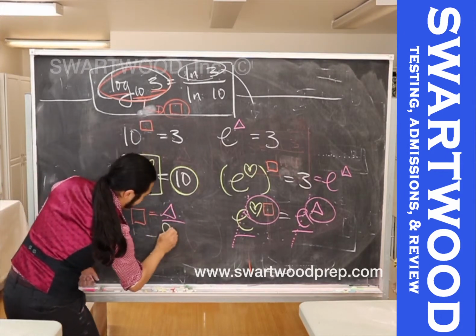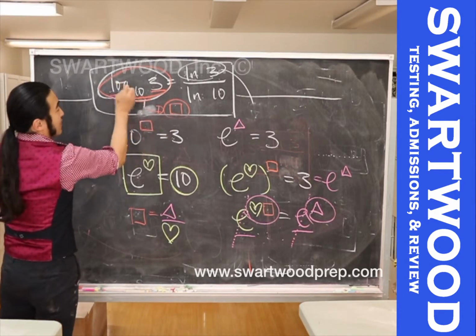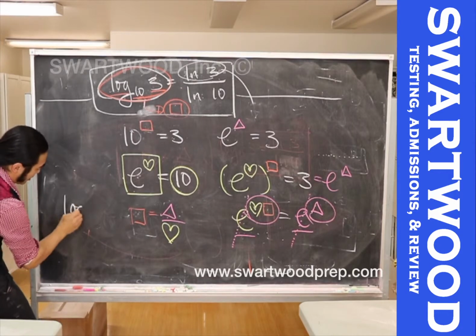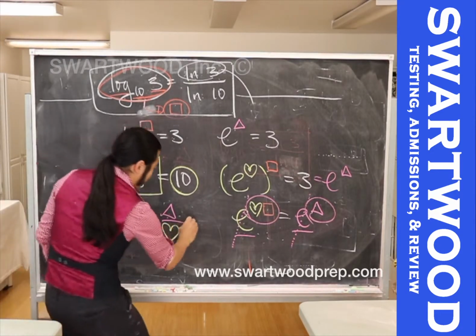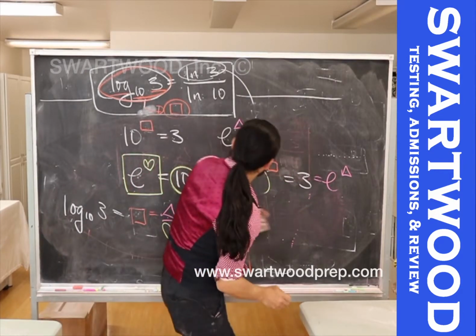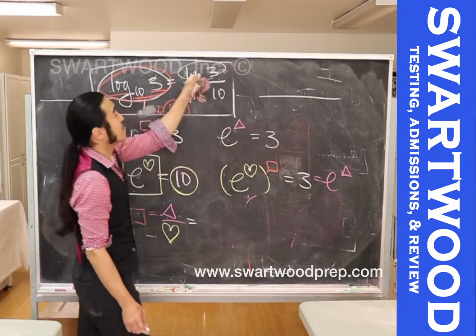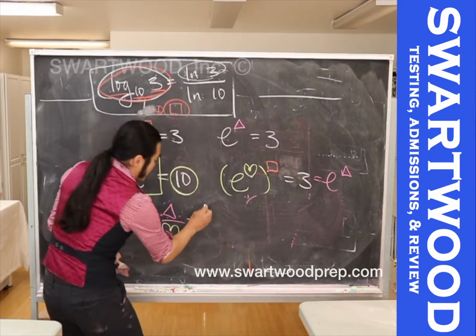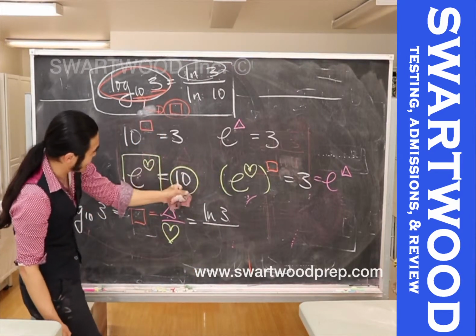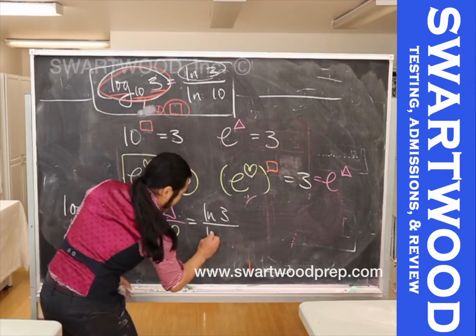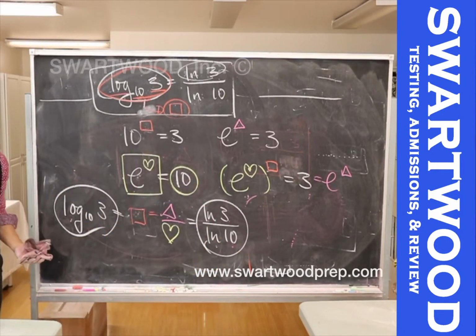over heart. Now we just unpack these definitions again. Square was log base 10 of 3. Okay, so we'll just write that. Log base 10 of 3 is the square. Okay, but that's equal to triangle. What was the triangle defined as? The triangle is defined as the power you raise e to get 3. That is the natural log of 3. So that's going to be natural log of 3 divided by heart. But what's heart? Heart is literally the power you raise e to get 10. That's called the natural log of 10. And that's exactly what we wanted to show.